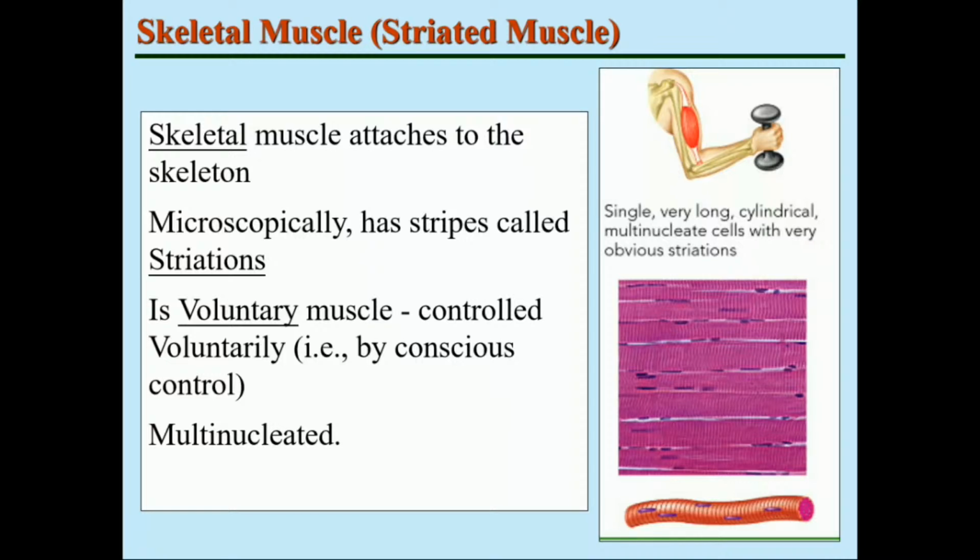The skeletal muscle or the striated muscle attaches to the skeleton. Microscopically, it has stripes, and these stripes are called striations. As you can see, these are the cross striations across the muscle fibers. That is why they are called striated cells. And this is under voluntary control, that is under conscious control. These skeletal muscle cells are multinucleated.